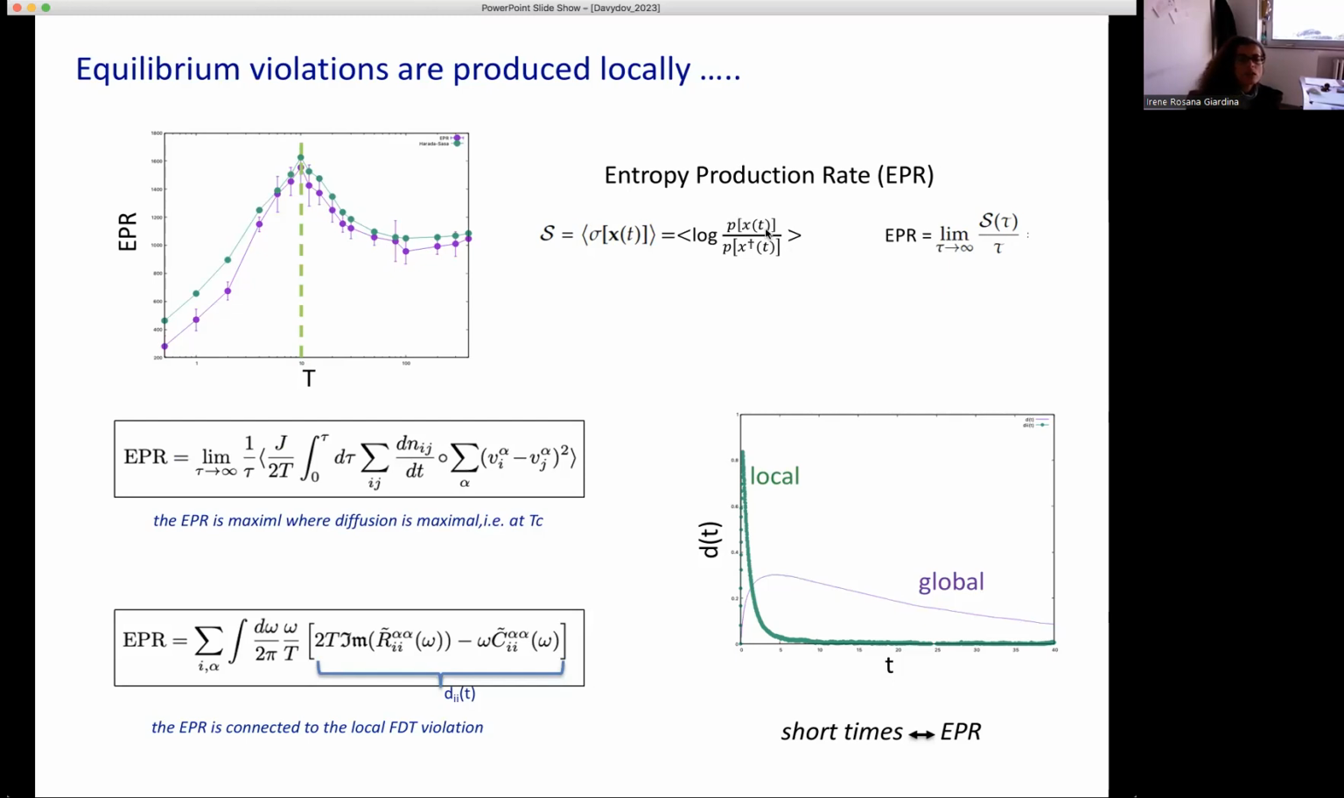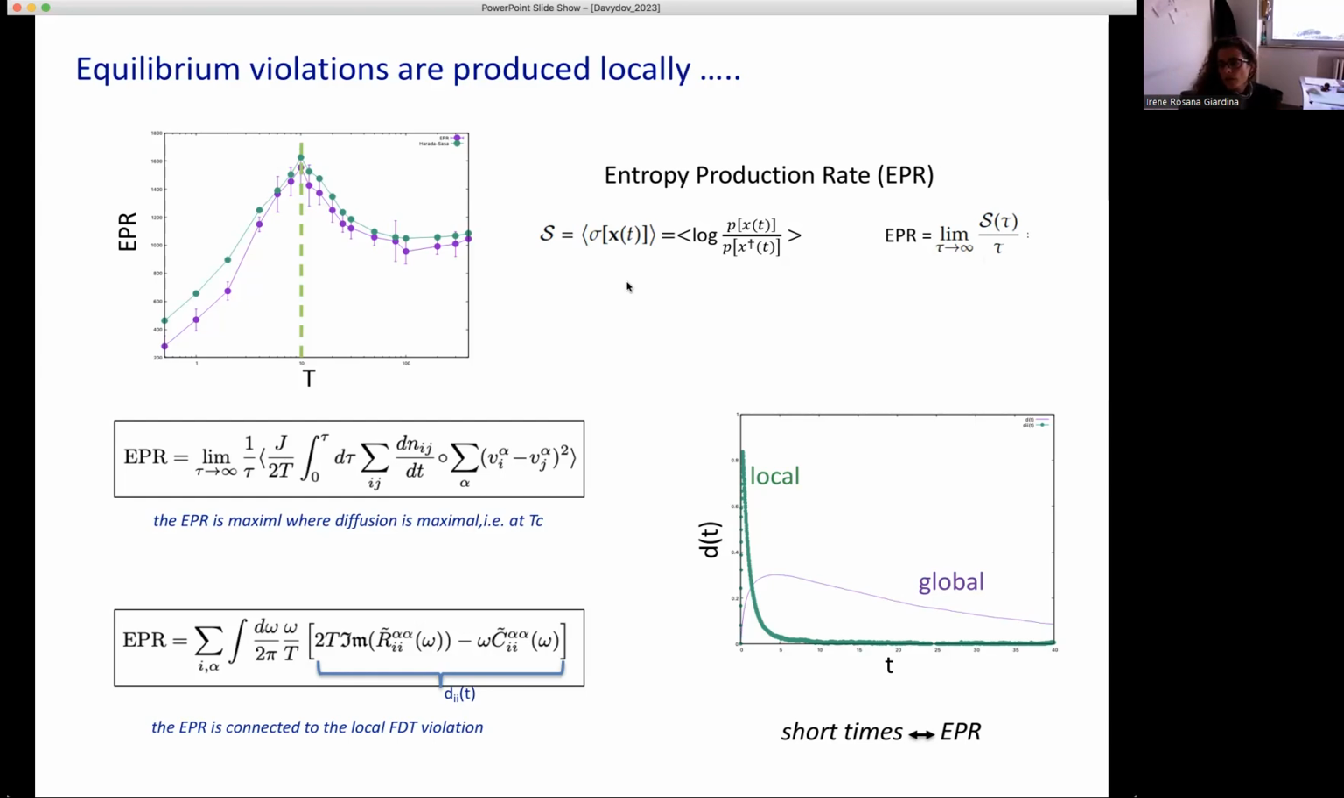So the definition is the following. I first assign an entropy to each given trajectory. The entropy of a given trajectory is just this logarithm. I take the trajectory, x of t, where x is a generic degree of freedom, and I compute its probability. Then I take the time reversed trajectory, which is this x crossed, and I compute the logarithm of the ratio of these probabilities. This is the entropy associated to one specific trajectory. Then I average, and I get what is called the average entropy production. Then I take the rate, and this is the entropy production rate. So if the system is at equilibrium, this entropy production rate would be 0 because I have detailed balance. And this is just another indicator.